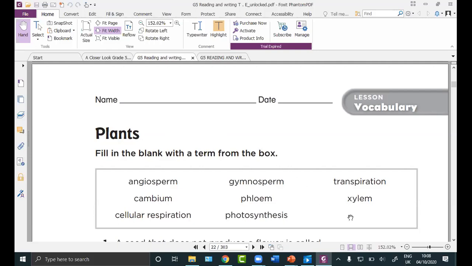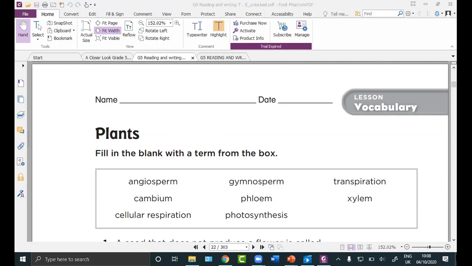Yes. Number 2. Cells that move sugars up, down, and all around a plant are called phloem. Thank you. Ali, lower your hand, please. Mister, what is number 2? Number 2, phloem. I will give you a chance.